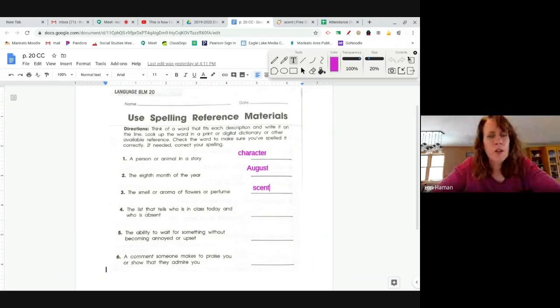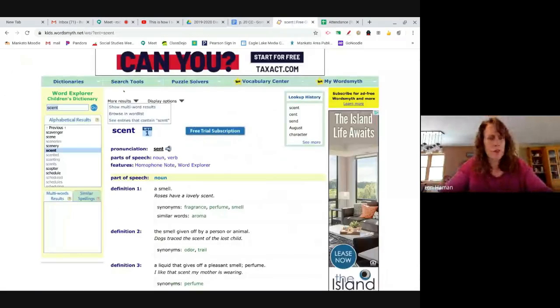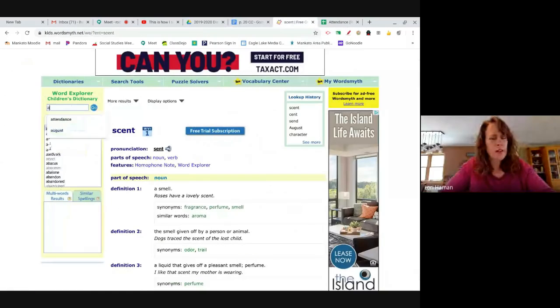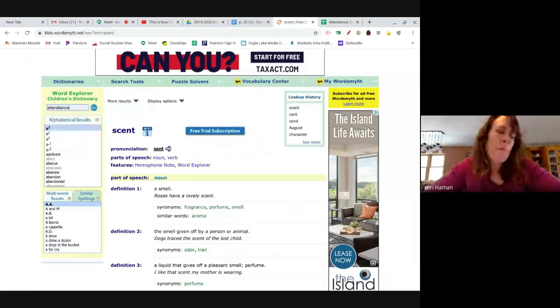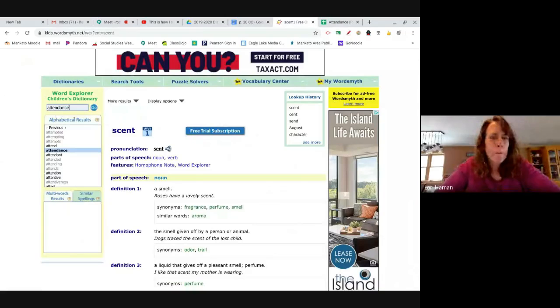The list that tells who is in class today and who is absent. Well, that sounds like attendance. Attendance. I'm going to start typing attendance over here. Attendance. We'll look at that. It popped right up. Let's go to that. Attendance.